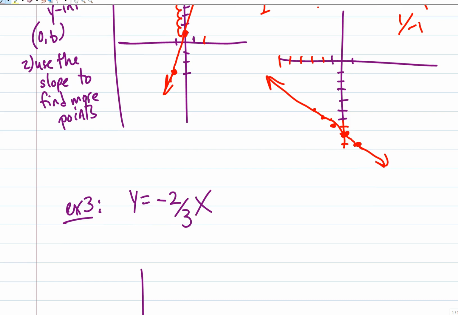y equals negative 2/3 x. mx plus b. That's weird because there's only one number this time, right? Is that negative 2/3 my m or my b? I'll give you a hint if you're not sure. It's mx plus b, correct? The m is the one that's with the x. So the m is what?